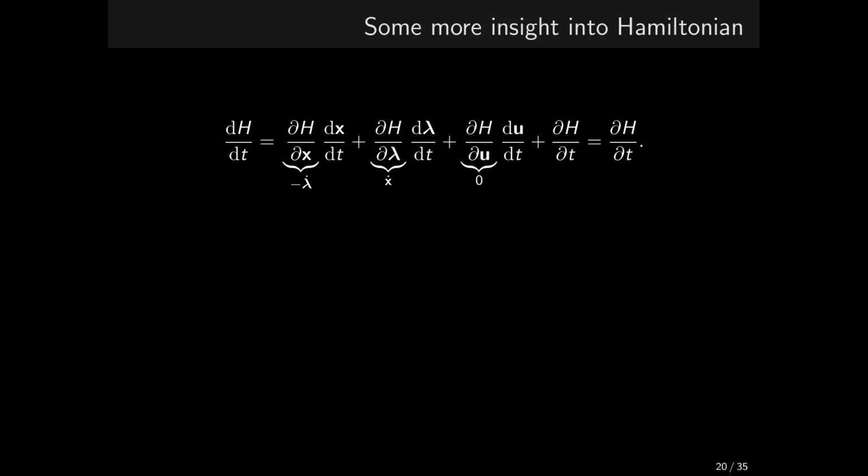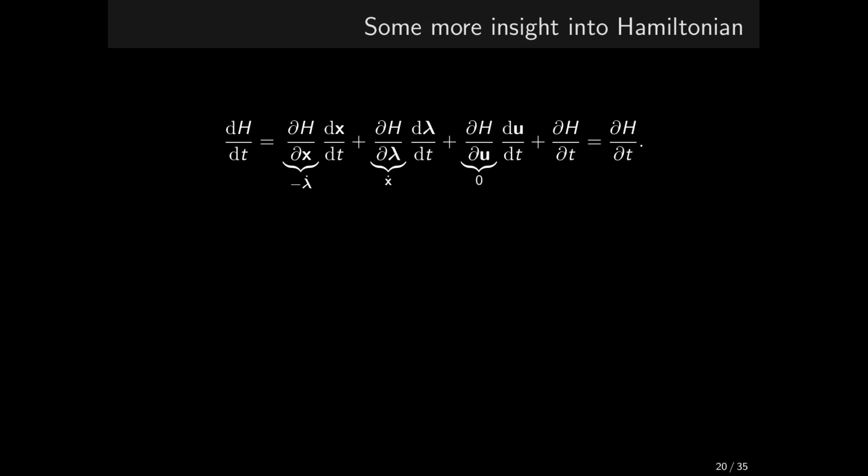Let's now elaborate a bit more on the Hamiltonian. In particular, let's analyze how it evolves in time when evaluated along an optimal trajectory. That is, we want to compute its derivative with respect to time. Using the chain rule for finding derivatives of composed functions, this is what we get. Upon invoking the Hamilton canonical equations, we see that the first two terms cancel each other. The third term vanishes as dictated by the stationary equation. What remains is the partial derivative of H with respect to t.